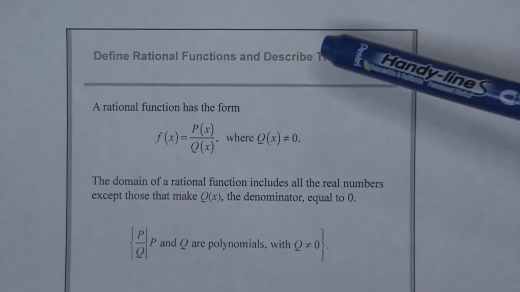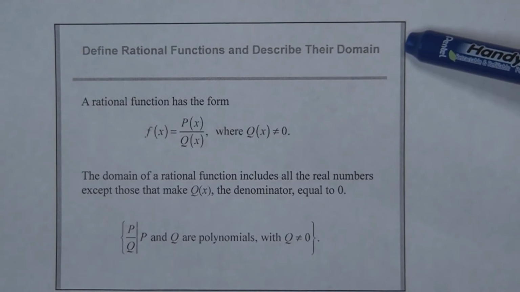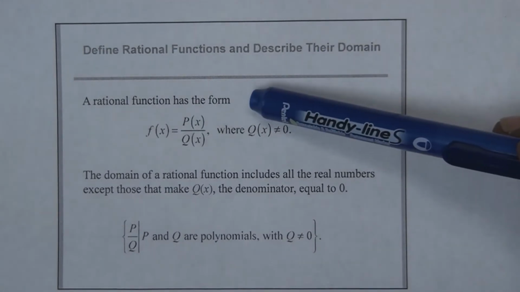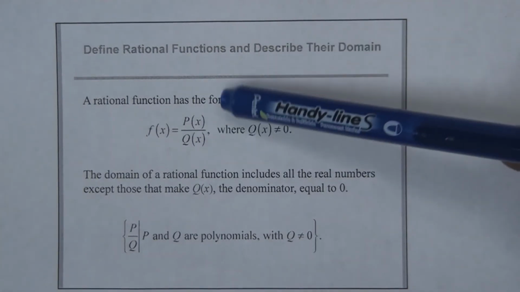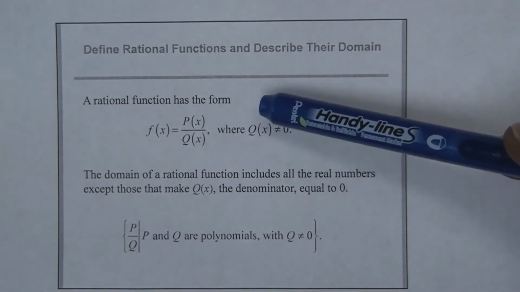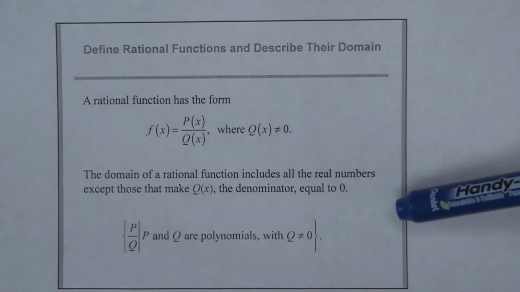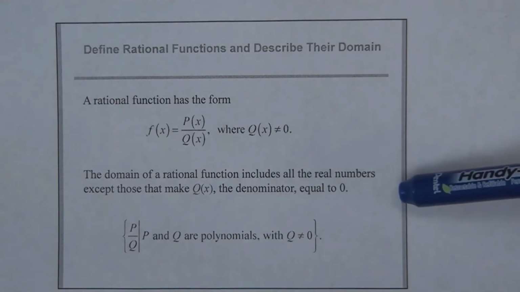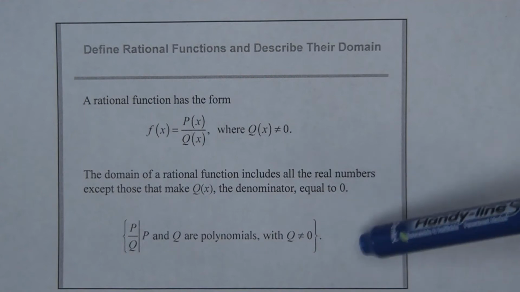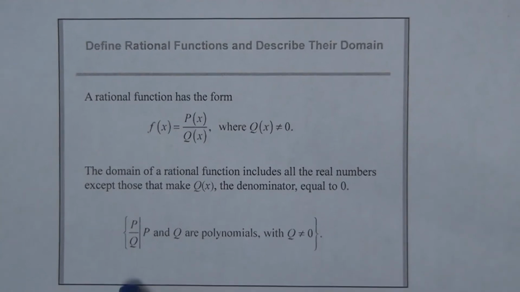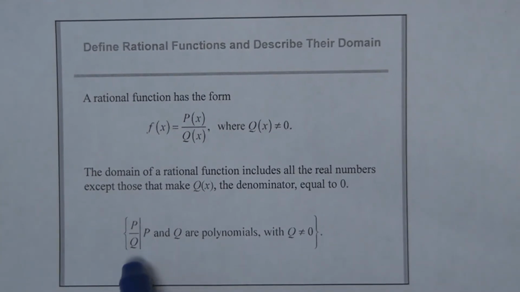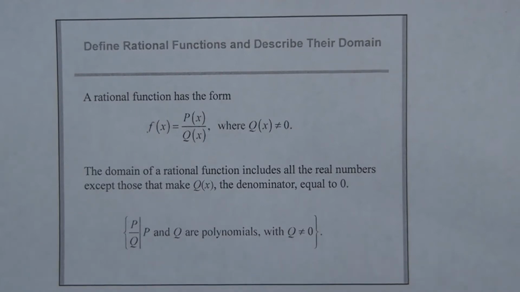In this slide we see the definition of a rational function, and it also describes the domain. A rational function has the form f of x is equal to p of x divided by q of x. Note that both the numerator and the denominator contain polynomials, where q of x is not equal to 0. The domain of a rational function includes all the real numbers except those that make the denominator equal to 0. We see the set builder notation, and this is read as all real numbers p divided by q, and the vertical bar that you see means such that p and q are polynomials with q not equal to 0.